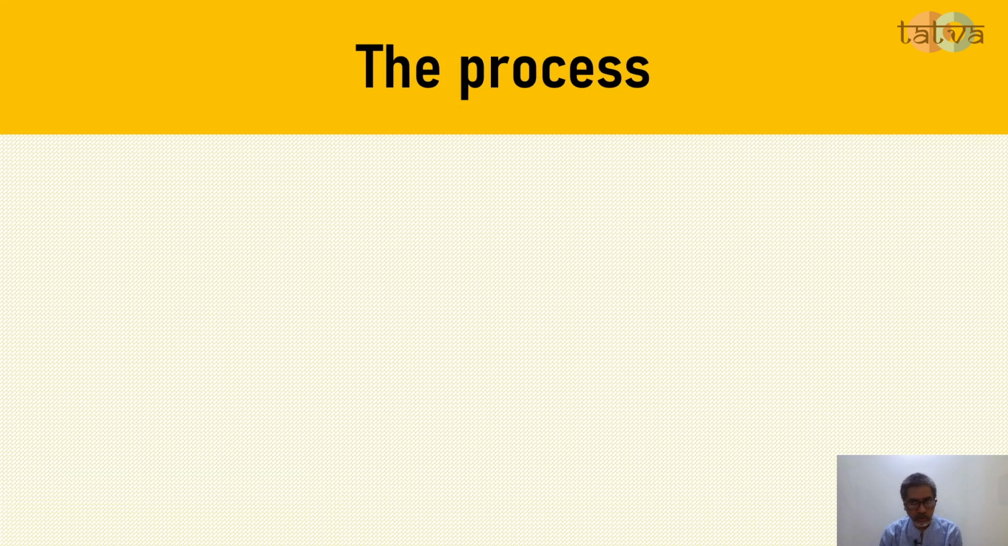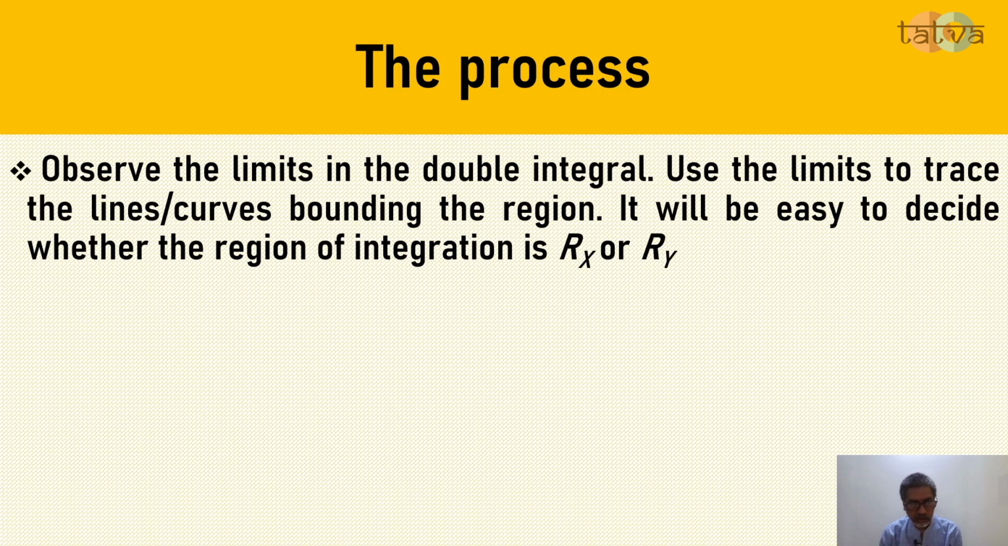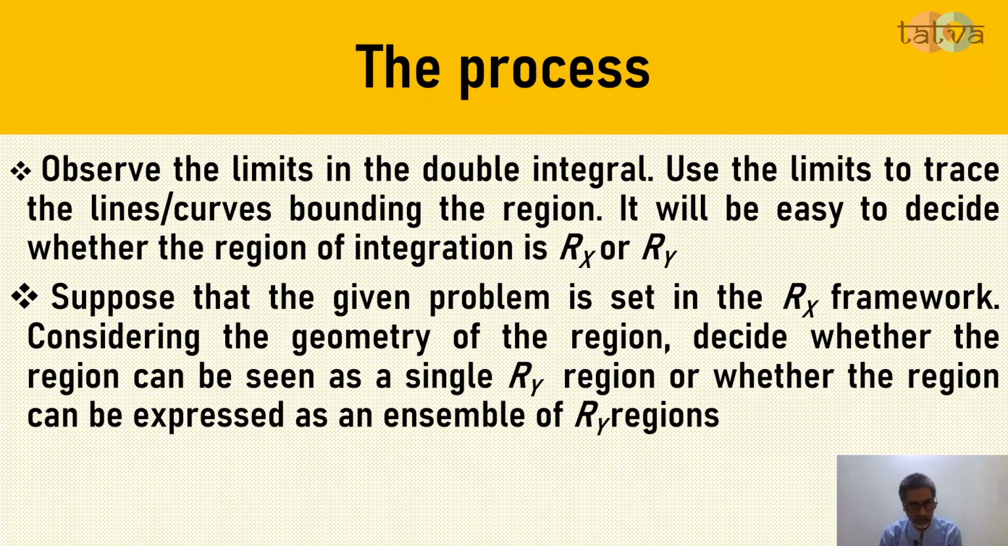So let us go through the process. How do you begin the process of changing the order of integration? The first thing you will do is observe the limits in the double integral. From the limits, you make out whether they have come from an Rx region or an Ry region. Of course, in order to do that, you must be extremely good in drawing two-dimensional curves given their equations.